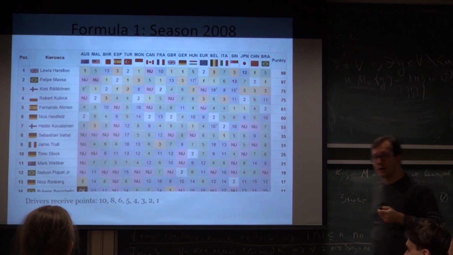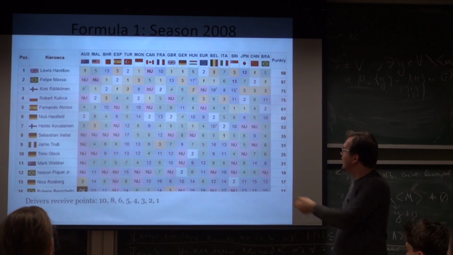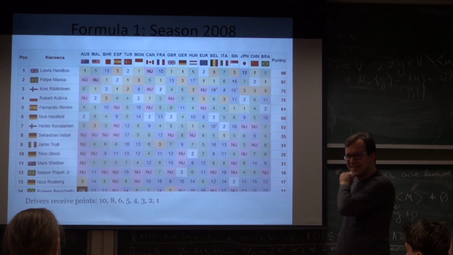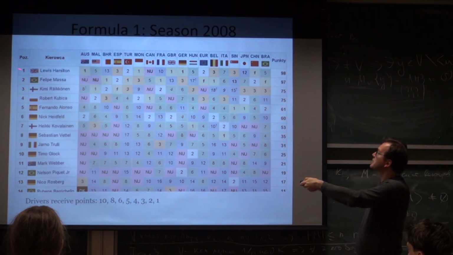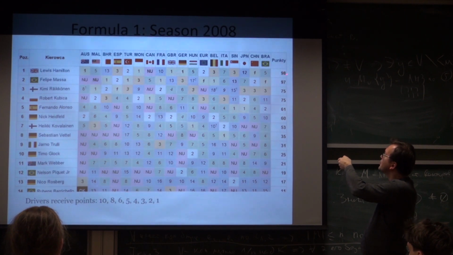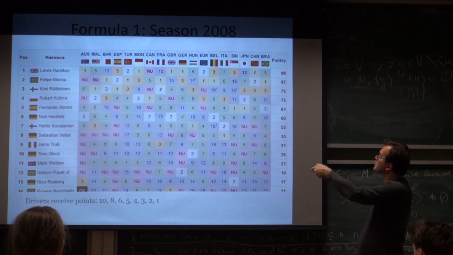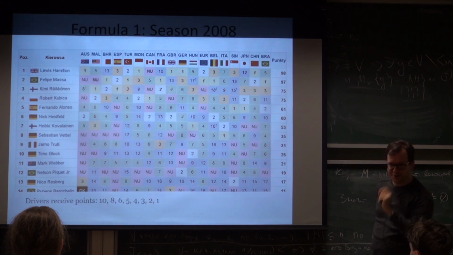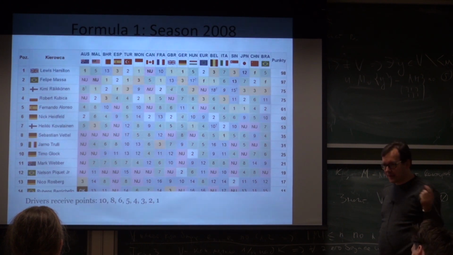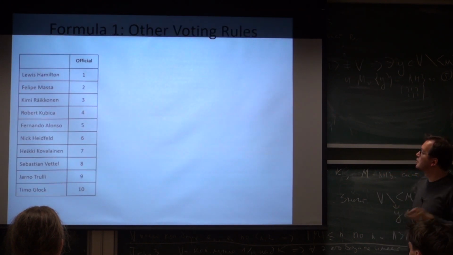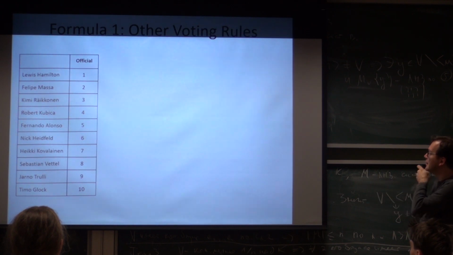What is kierowca? Oh, sorry, that's driver. So here, Lewis Hamilton was a world champion with 98 points, and these are positions in races that he got. Then Felipe Massa was 97, just 1 point. Isn't that disappointing when you're Felipe Massa? And so on. So the official ranking is like that.